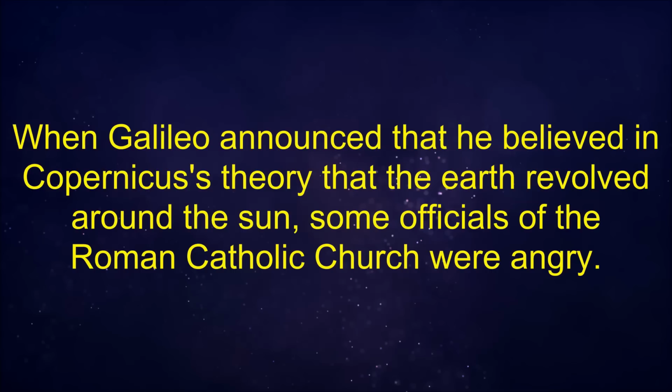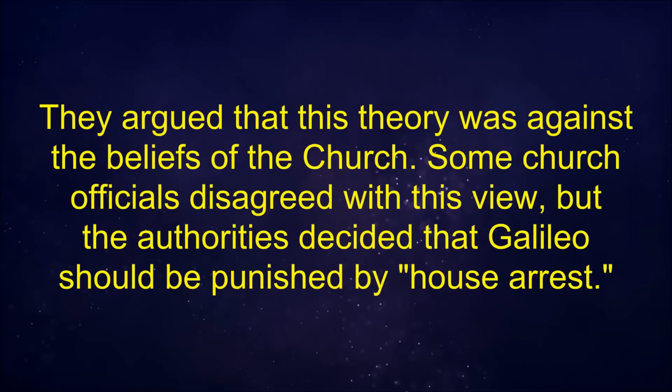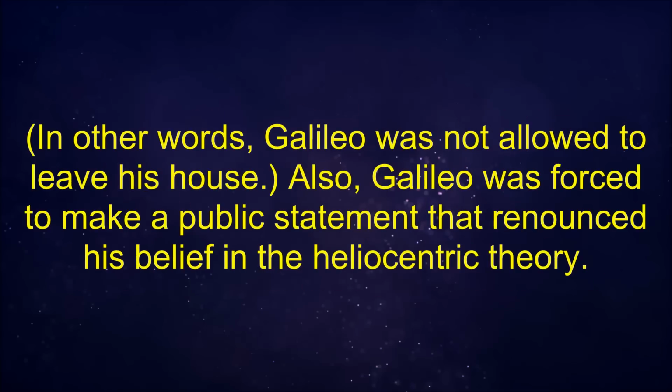When Galileo announced that he believed in Copernicus's theory that the earth revolved around the sun, some officials of the Roman Catholic Church were angry. They argued that this theory was against the beliefs of the Church. Some church officials disagreed with his view, but the authorities decided that Galileo should be punished by house arrest. In other words, Galileo was not allowed to leave his house. Also, Galileo was forced to make a public statement that renounced his belief in the heliocentric theory.